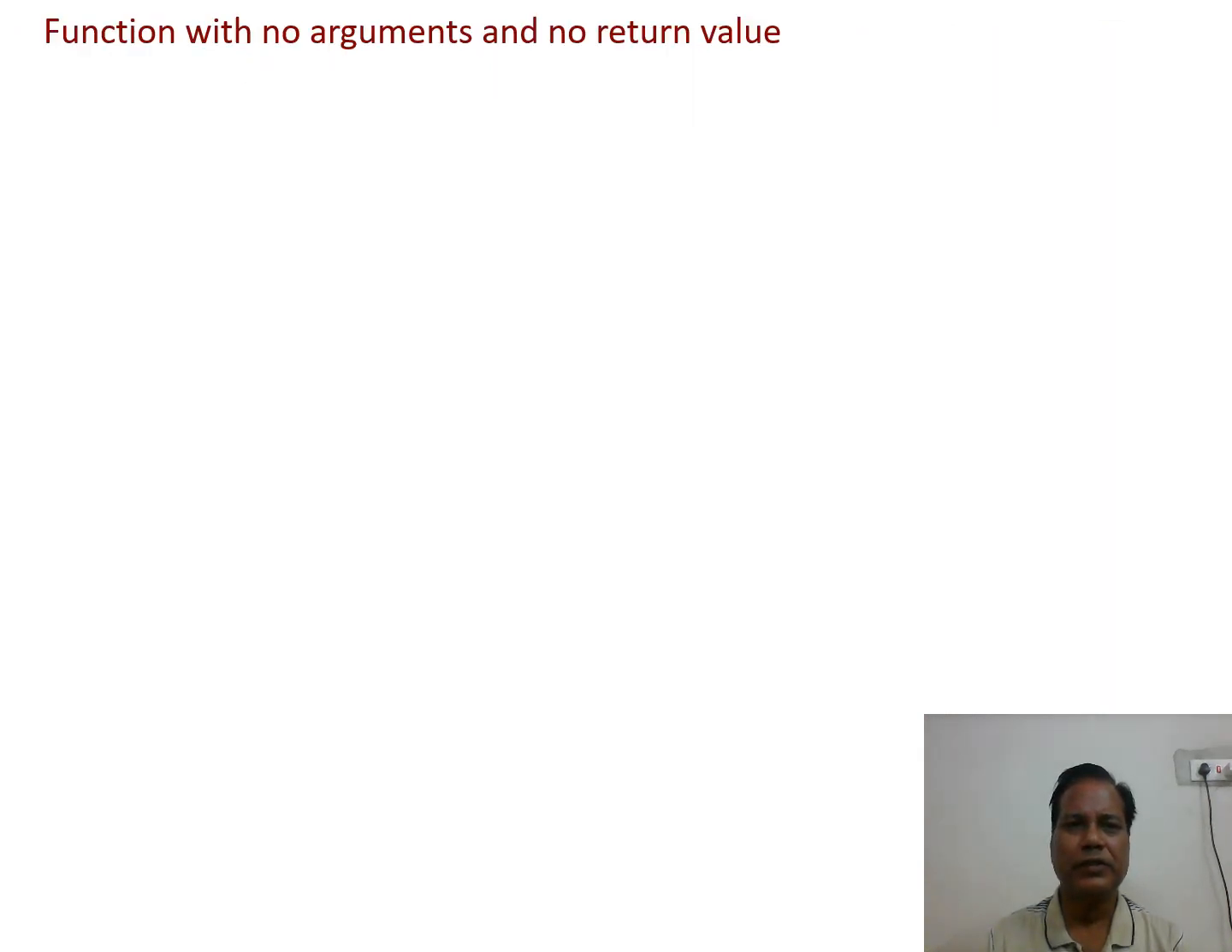Let us take the first category, the function with no arguments and no return value. With no arguments means the function doesn't have any argument, that is, any parameter list, and it is also not returning any value after processing the data.